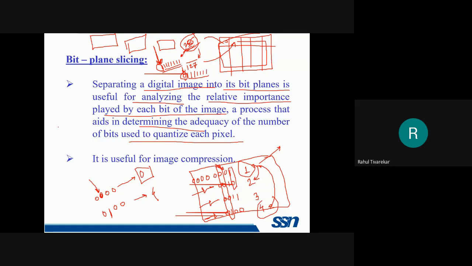You will see that most of the image data will be available in the MSB-formed images, and less data will be available in the LSB-formed image. And that's what we call bit plane slicing. So it slices bitwise and makes different images. We will see it later in the next lecture.